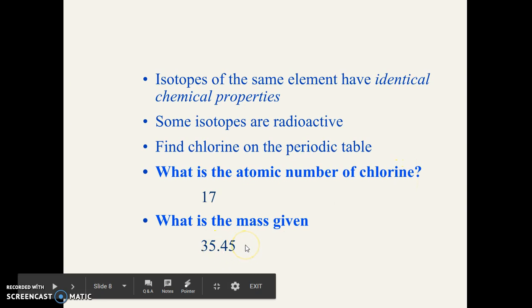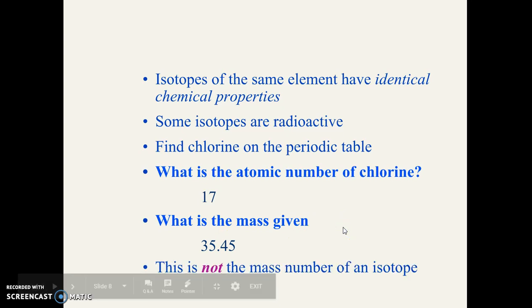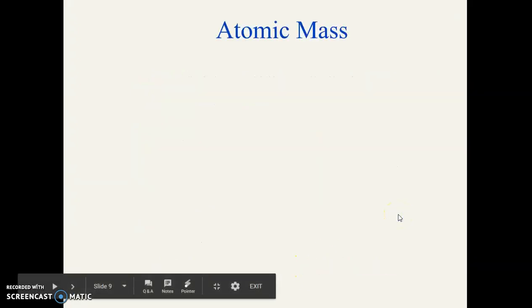Do you notice that this mass is not an exact number? You would think if you were adding protons plus neutrons, whole numbers, you would get a whole number. Well, the mass that's on the periodic table is not the mass number for an isotope. It's actually a weighted average. So the mass that's given on the periodic table is called the atomic mass. When we talk about that top number in isotopic notation, that's just protons plus neutrons. That is the actual mass number. So there's a little distinction between the two.